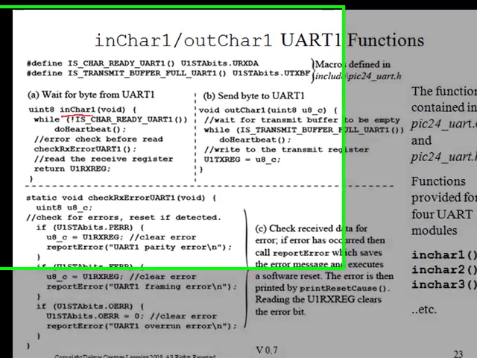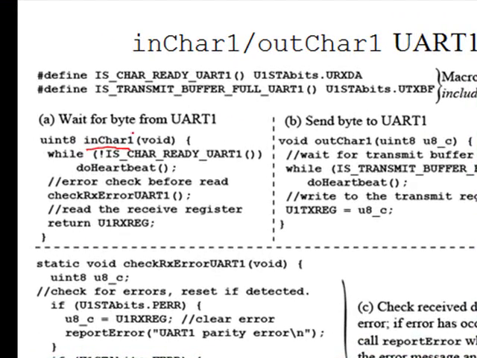The inchar1 function is the function we use to read a character from UART1. It waits for a character to be available by using this macro, isCharReadyUART1, to check for data availability. This macro is using the RX data available bit within the UART1 module to see if data is ready. This bit is going to be set to a 1 if at least 1 byte is ready to be read.